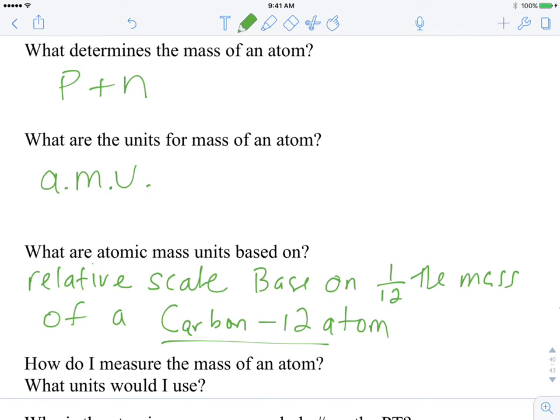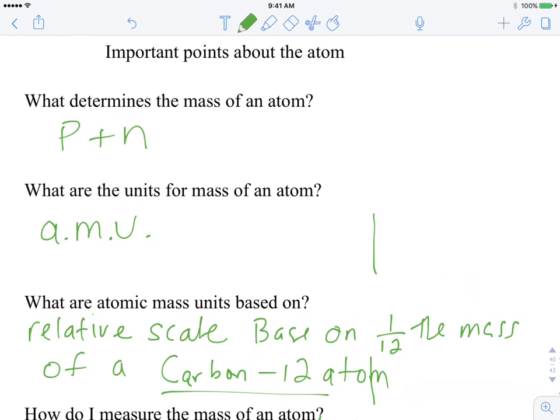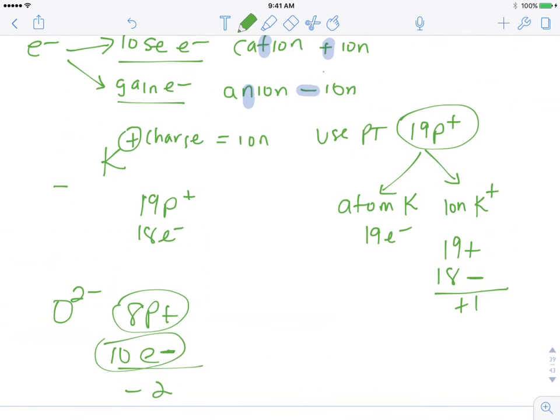Now how do I measure the mass of an atom? Well, you're going to see that later on the units that I'm going to use are grams per mole. And we haven't really talked about what a mole is, but a mole is a whole lot of atoms, and that's really what it is. So these are the things I need to know about an atom, and this is how you find the charge and the number of protons and electrons.